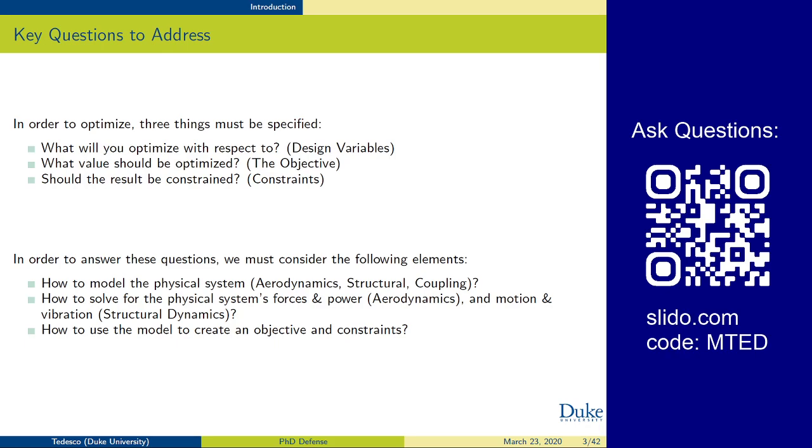In order to get these things, we're going to need to consider the following elements. For this rotor, how are we actually going to model the system? This is going to come down to aerodynamics, structural, and possible couplings. Once we design the model for the system, how are we actually going to solve for the forces and the power, and then the motion and vibration? And then finally, with all of that in mind, how are we going to create these objectives and constraints we're talking about?